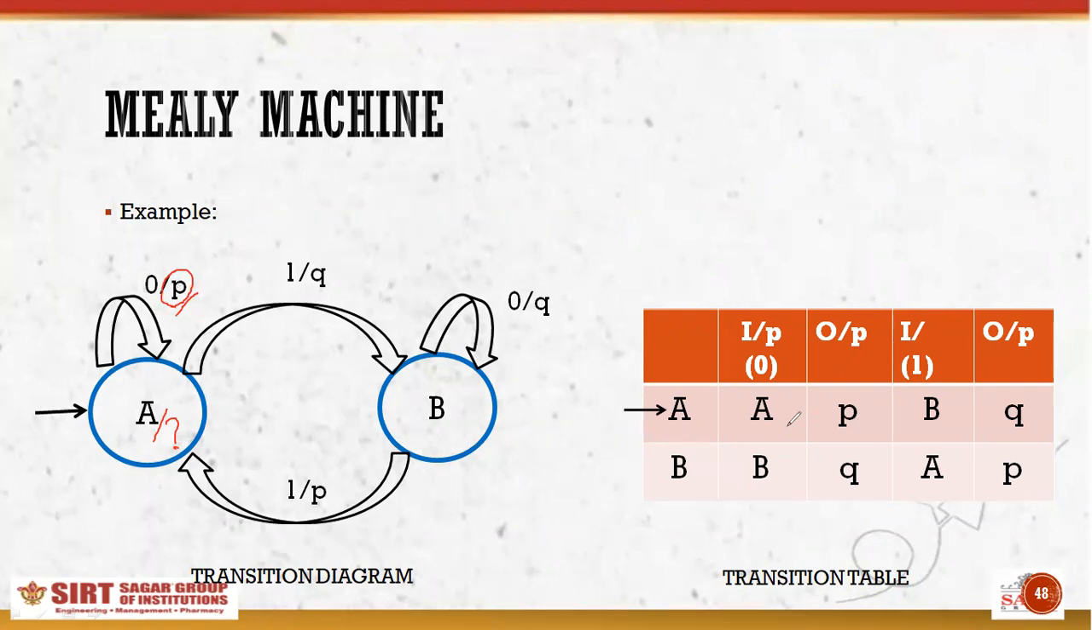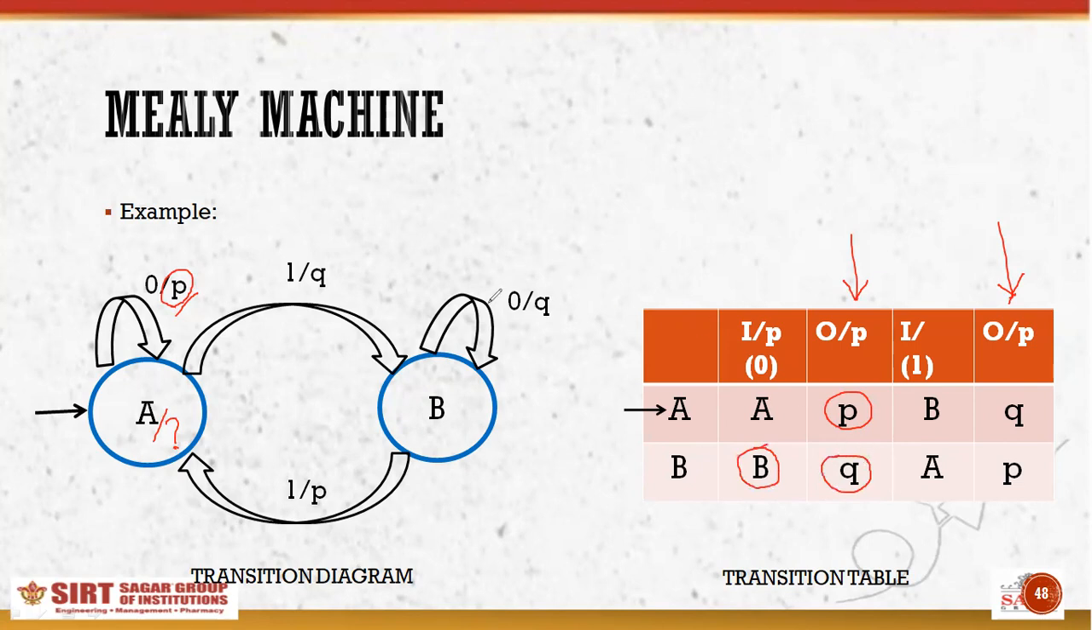And in the transition table, you can see that 2 additional columns are included for output with every transition. Suppose on giving 0 to A, I am reaching state A, and at the same time I will write its output also. On giving 0 to B, I am reaching state B, and at the same time I will write its output beside it.